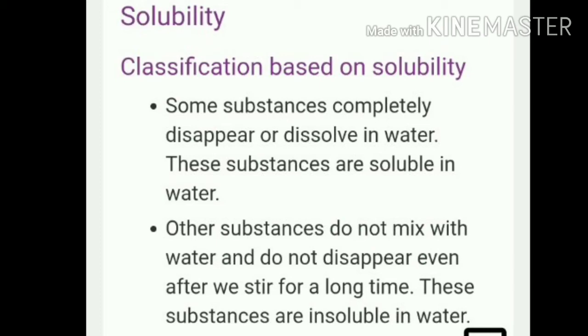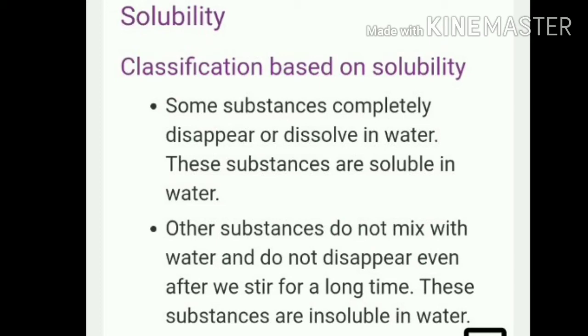Whereas other substances do not mix with water and do not disappear even after we stir for a long time. These substances are insoluble in water. For example, suppose you put sand in water and stir it for a long time, what happens? Yes, the sand particles remain as they are in the water because sand is insoluble in water.